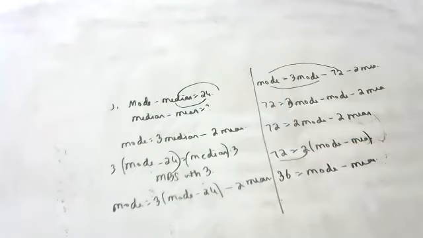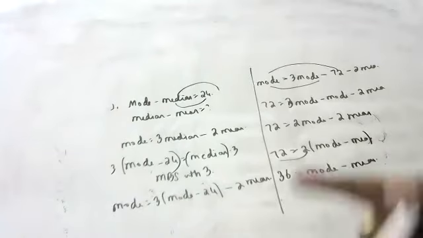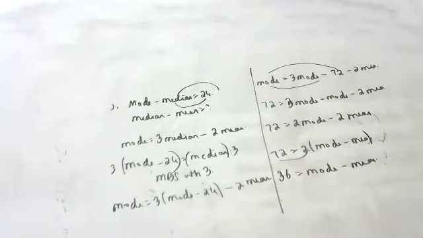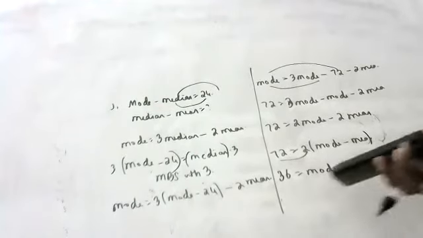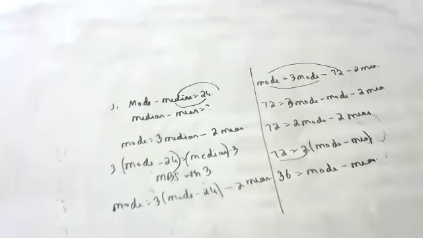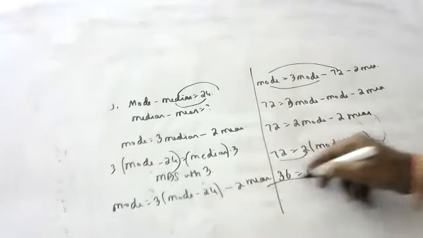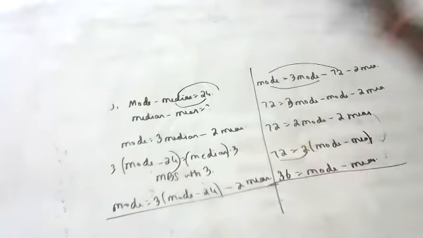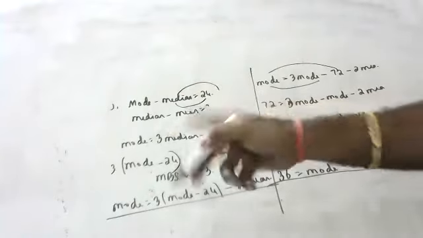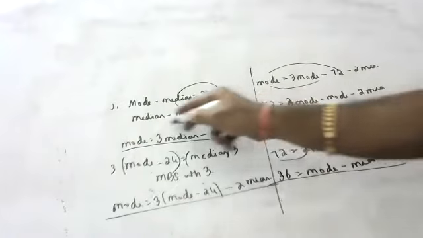Did I do correct? They want median minus mean, no? I removed median. If we want median minus mean, we should remove mode. But I found mode minus mean. They want median minus mean. I heard it wrong. So median minus mean, from this you should remove mode.